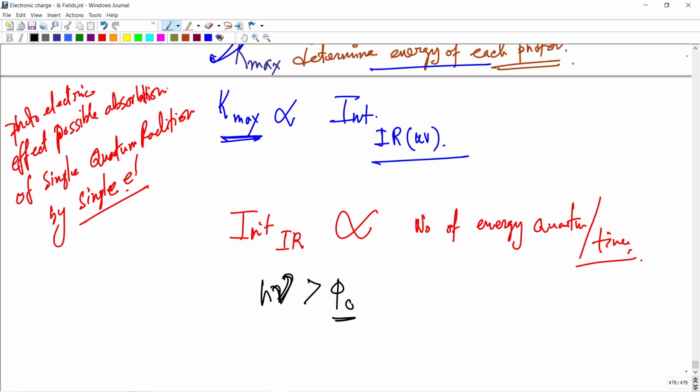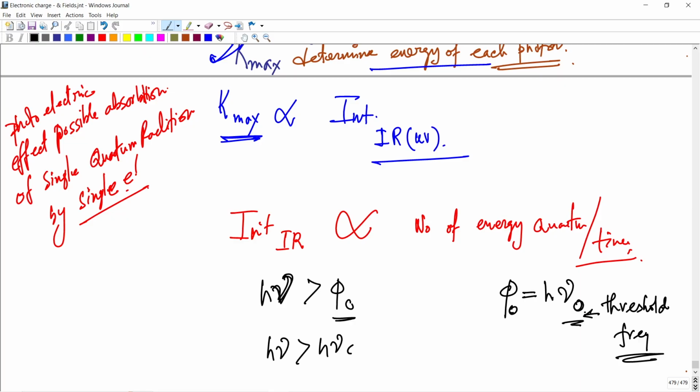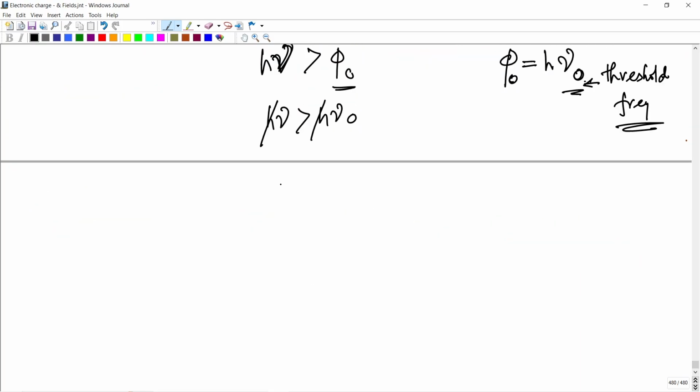So this work function is also an energy, and the Einstein equation is satisfied here. The work function phi naught is h, Planck's constant, times nu naught. In this figure, this nu naught is called the threshold frequency, and you know the threshold frequency concept from the previous class. So h nu must be greater than h nu naught, h cancels, and you get nu greater than nu naught. So the greater the work function, the higher the minimum threshold frequency.